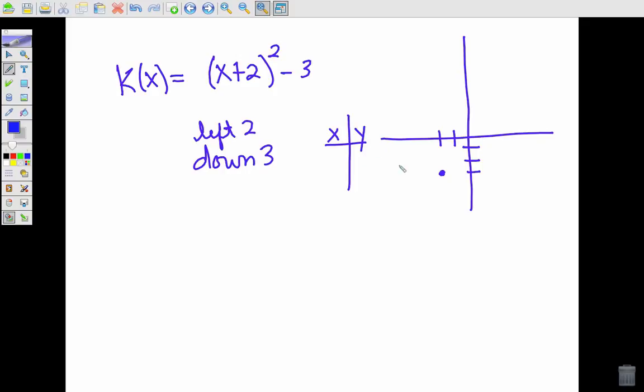Okay, so what I would do to build my table of values is put in -1 and see what happens. So substituting -1 in, I get -1 plus 2 is 1, 1 squared is 1, minus 3 is -2. So -1, -2, and then I'm going to put 0 in. 0 plus 2, 2 squared, 4, 4 minus 3 is 1. So 0, 1. And I'm going to reflect those points to the other side. Okay, so this one opens up, and it's been shifted. But there's your graph of that quadratic.